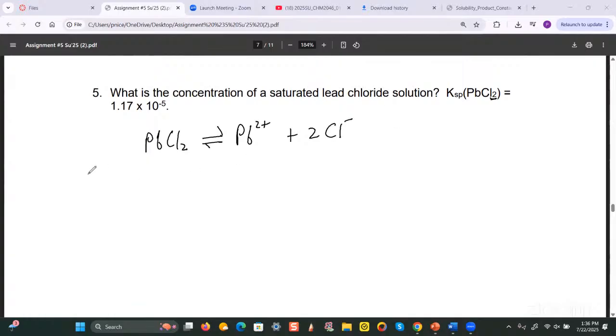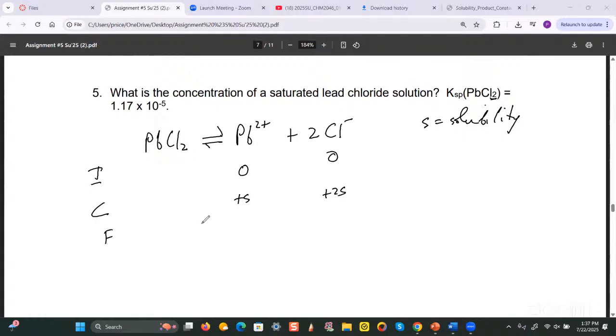Okay, next step. What will be the initial values for the lead and the chloride ions? 0 in both cases. And the change, if S is the solubility, what will be the change in concentration of the lead 2 plus? Plus S. And what about the chloride? Plus 2S.